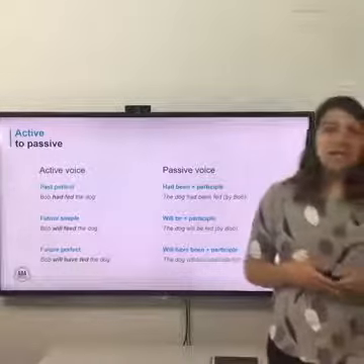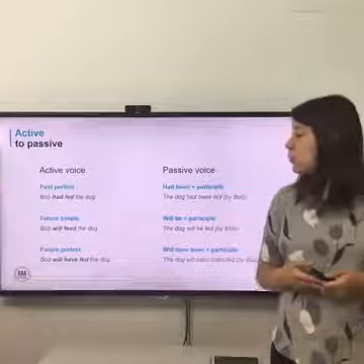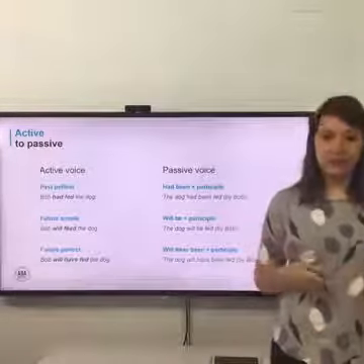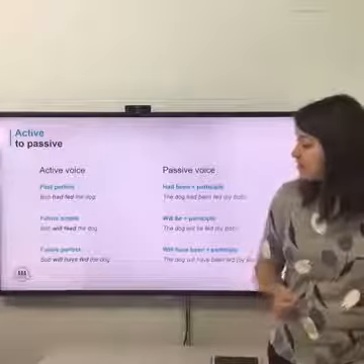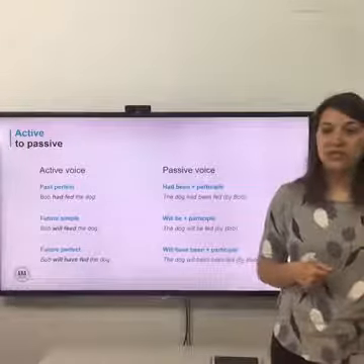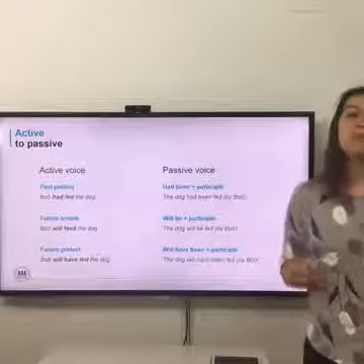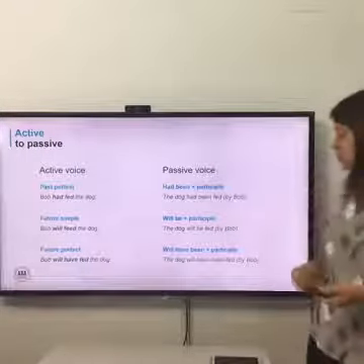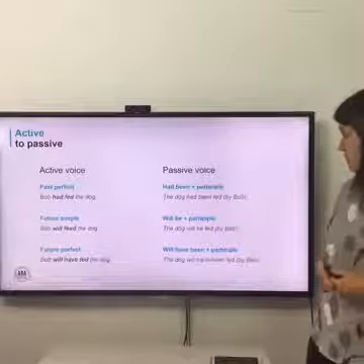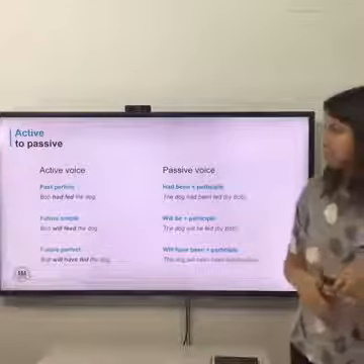And finally, in the future perfect, we use will have plus participle. In the active voice, Bob will have fed the dog. And in the passive, it's will have been plus participle. So the dog will have been fed by Bob.